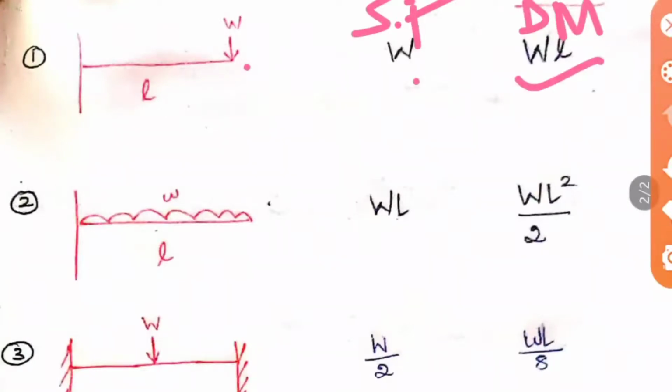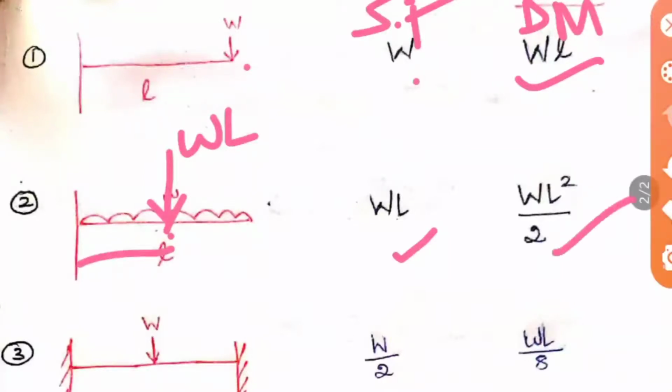In the next case, it is a cantilever with UDL throughout it. When it is a UDL, you have to convert that UDL into a single point load. So when you are converting, it is W for the whole length, no? So W into L will be applied in the middle. So the shear force will be WL. When you are taking half the section, it is W into L by 2. So the bending moment will be WL square by 2.